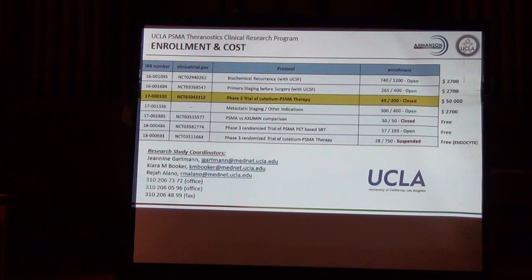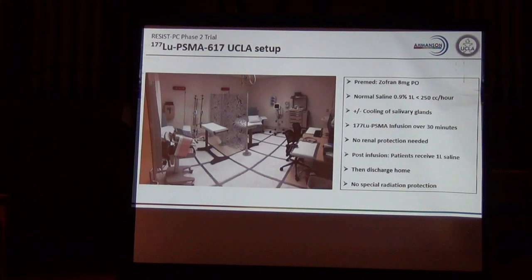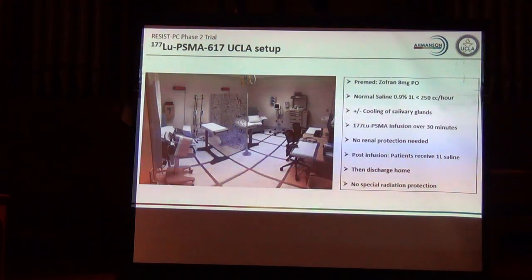Now I'm going to share our prior experience before this big industry-sponsored phase 3 trial. We initiated on our own a phase 2 trial before the industry came in. This was a bicentric study. We did it in collaboration with Houston. This is how we treated patients initially. So we were the first at UCLA, thanks to our German colleagues who helped us to set up everything at UCLA. We were the first to obtain an IND from the FDA to be able to do lutetium PSMA in the US and the first to treat patients with lutetium PSMA in the US. So let's say it's still minimalistic and we can progress on that, but that's the current setup.